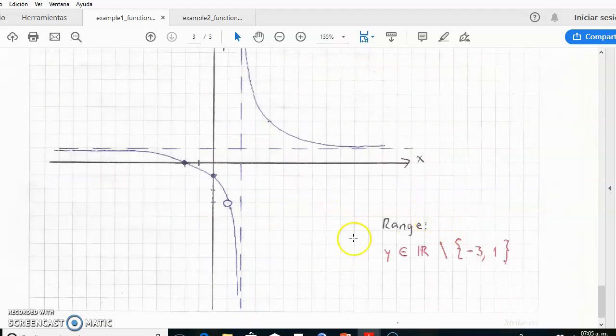And the range, remember the range are the values of y, so it's all the numbers except what? The value of the empty dot or gap, which is negative 3, and the value of the asymptote, which is 1.